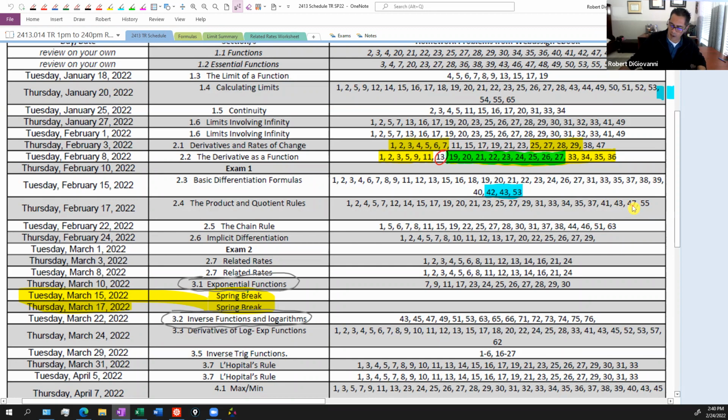Okay, I would say don't worry about 41 and 43. I wouldn't do those. I haven't really talked about those. And don't worry about 55 for now. Everything else, I think, is fair game. 47 is a little weird, but see what you can do with it. That's it. No test on Tuesday, right?